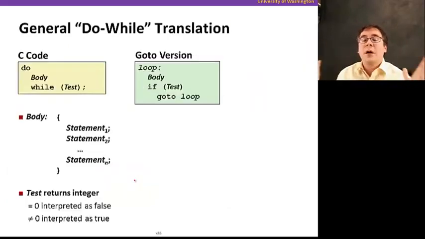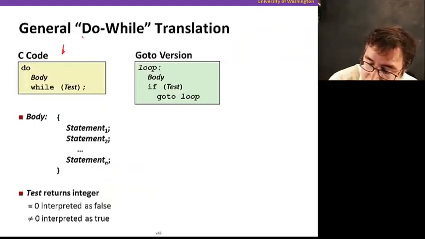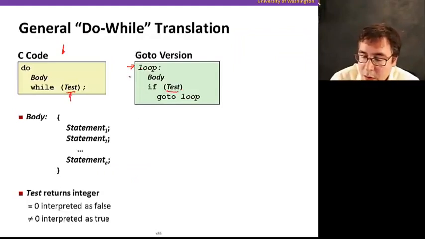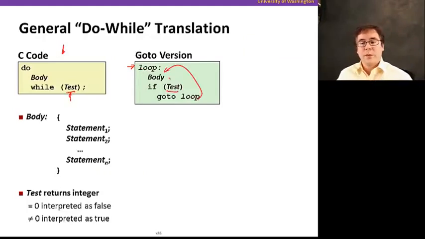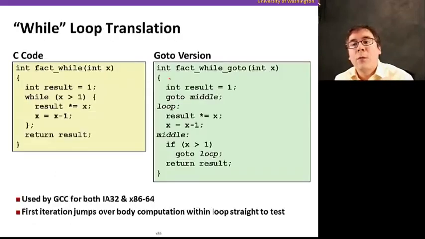So here's how to think about do-while transformations in general. Here's the C code. We go to the goto version. We're going to have a label at the beginning, and we're going to have an if that checks whether the test for the loop holds, and if it holds, we jump back to the beginning of the loop. Pretty simple, right? So let's see how while loops work now.